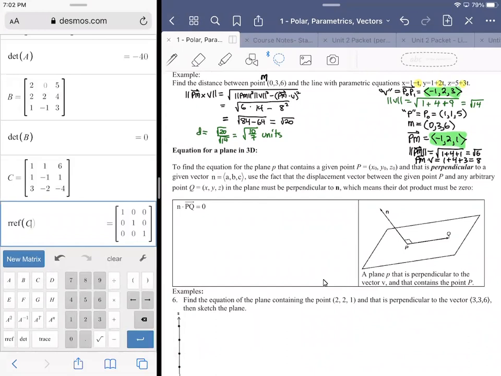I mean, you could get the answer from GeoGebra. You put in your parametric, you put in your coordinate, and then you just type in distance, and it'll ask you for distance between two objects. So you can get the answer. I'm not concerned with the answer. I'm concerned with you knowing how to do the approach, the process.